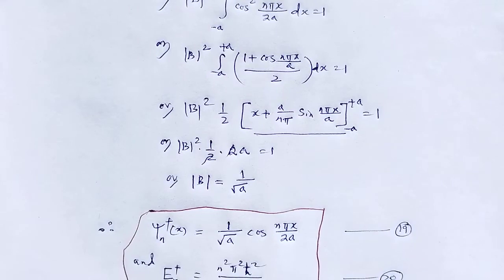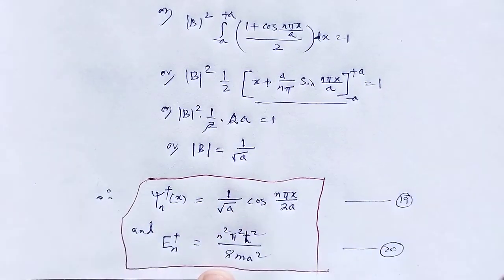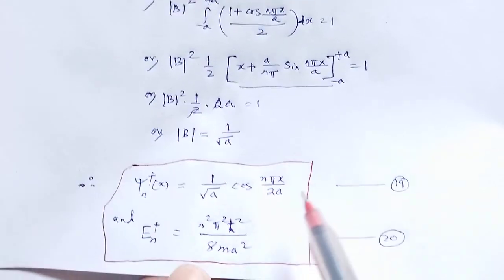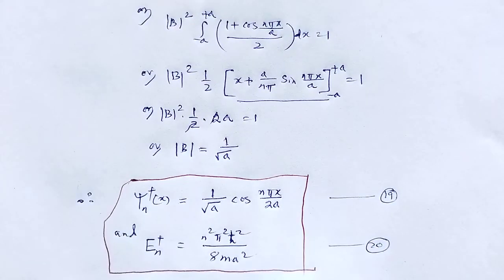We are taking the first class solution. This is the wave function, and that one is the energy. Next we have to derive the second class solution, and its corresponding wave function and energy.